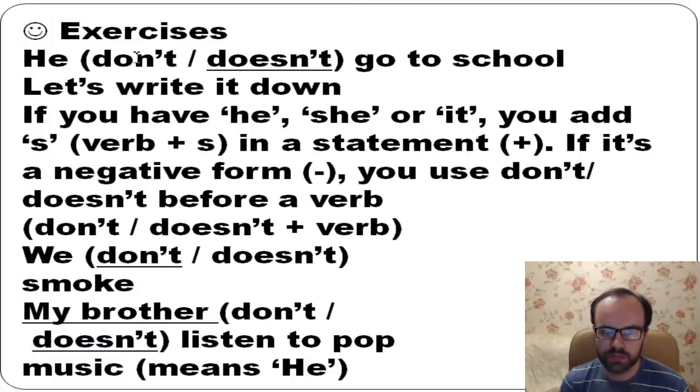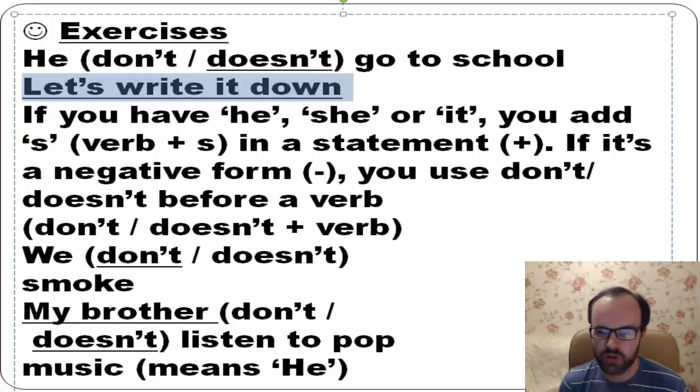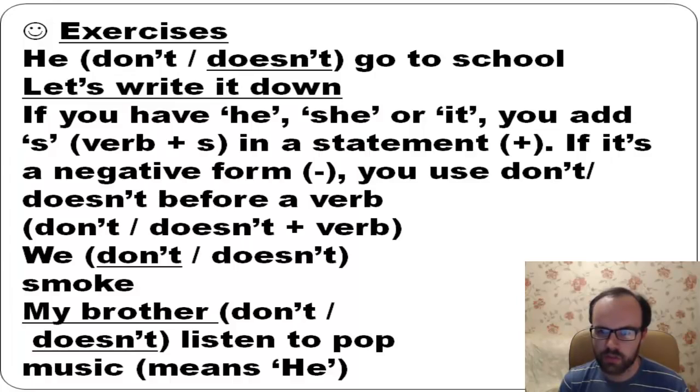Okay? So you see exercises. He doesn't go to school. Let's write it down. If you have he, she, or it, you add s, verb plus s in a statement. If it's a negative form, you use don't or doesn't before a verb. So don't or doesn't plus verb. So we don't smoke because we have we. My brother doesn't listen to pop music. It means he. Good.